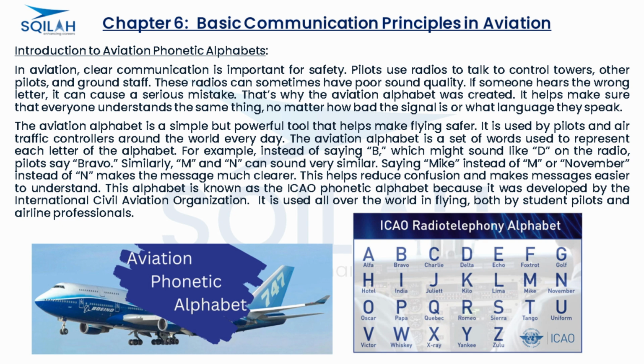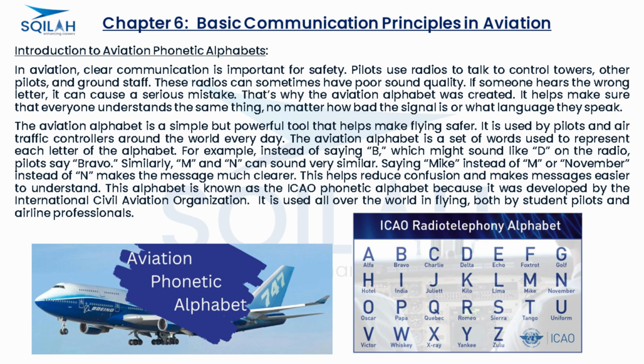It helps make sure that everyone understands the same thing, no matter how bad the signal is or what language they speak. The aviation alphabet is a simple but powerful tool that helps make flying safer. It is used by pilots and air traffic controllers around the world every day. The aviation alphabet is a set of words used to represent each letter of the alphabet. For example, instead of saying B, which might sound like D on the radio, pilots say Bravo.